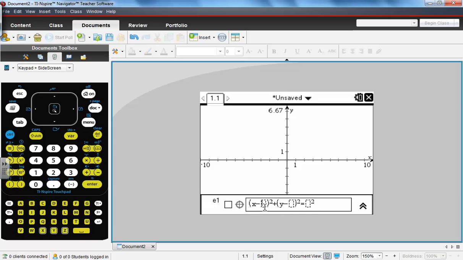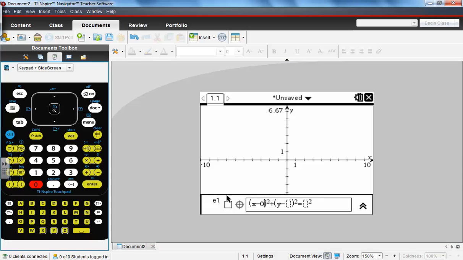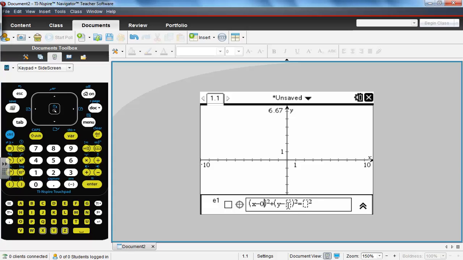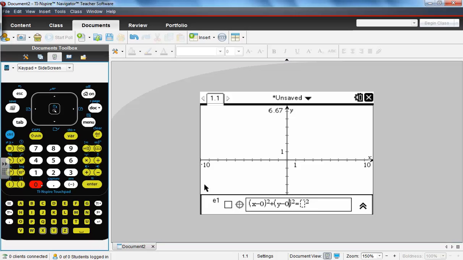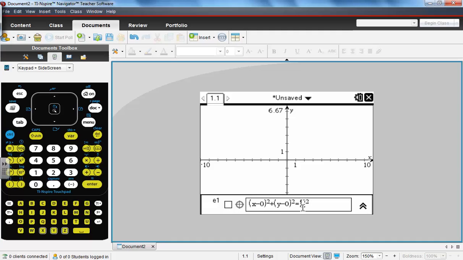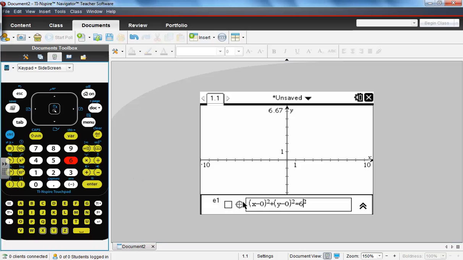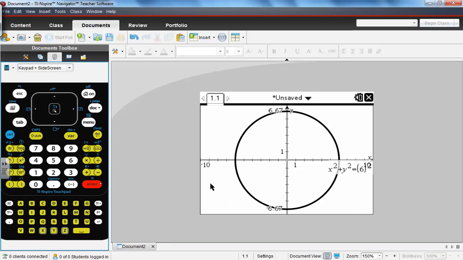So this is where I was saying you have to put x minus 0 in the calculator. So right here I can put 0, x minus 0 squared, y minus 0 squared, and then I'm not going to put 36 here because that would be a much larger number than what I'm looking for. I'm going to put the r squared, so 6 squared right here, and enter.